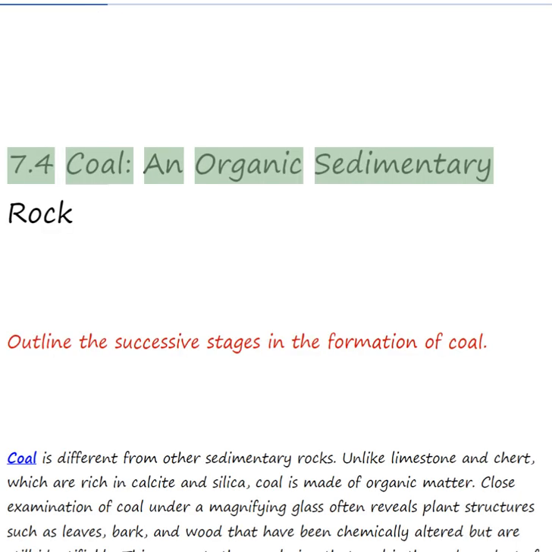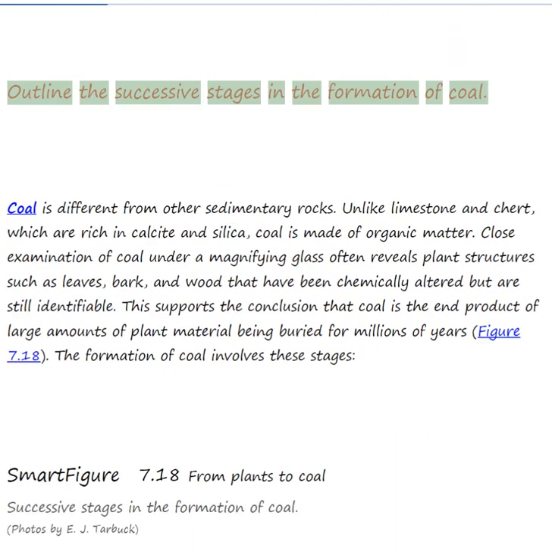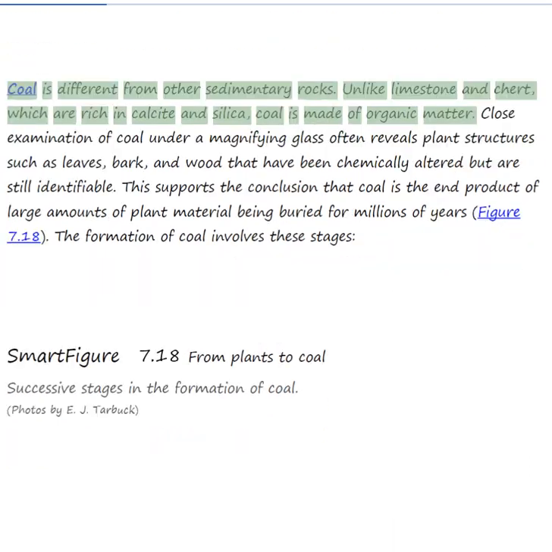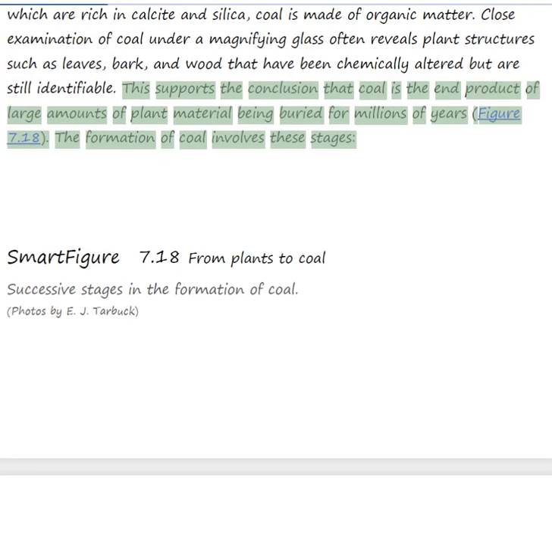7.4 Coal, an organic sedimentary rock. Outline the successive stages in the formation of coal. Coal is different from other sedimentary rocks. Unlike limestone and chert, which are rich in calcite and silica, coal is made of organic matter. Close examination of coal under a magnifying glass often reveals plant structures such as leaves, bark, and wood that have been chemically altered but are still identifiable. This supports the conclusion that coal is the end product of large amounts of plant material being buried for millions of years. The formation of coal involves these stages.